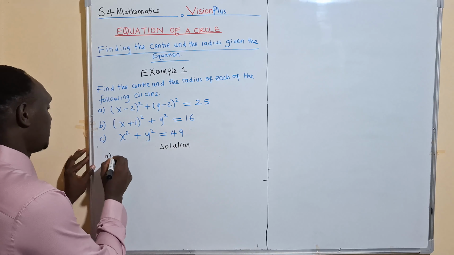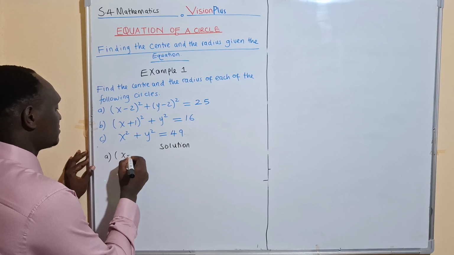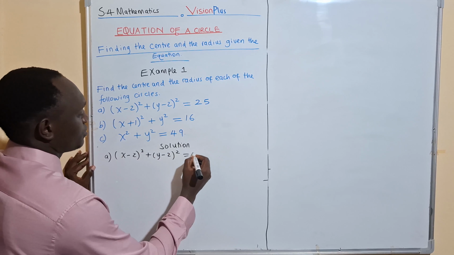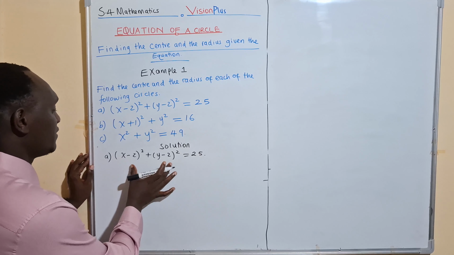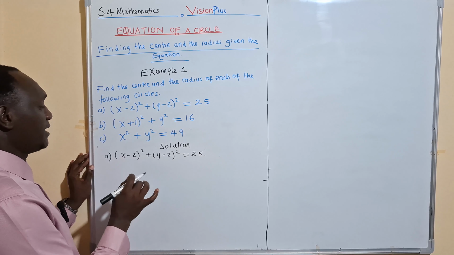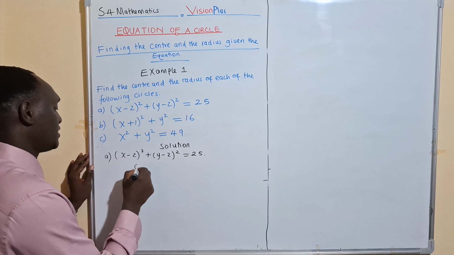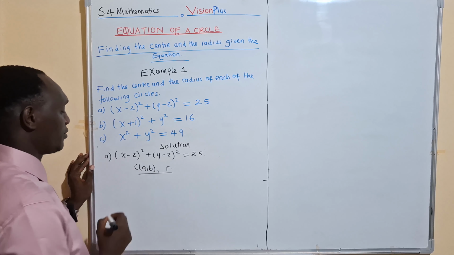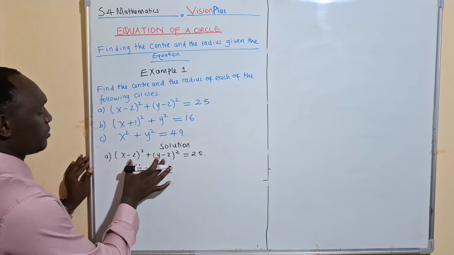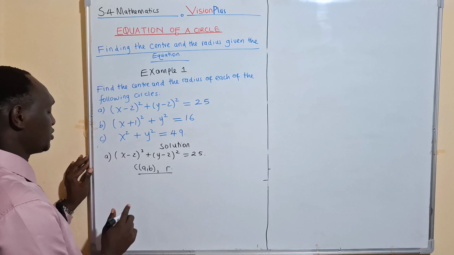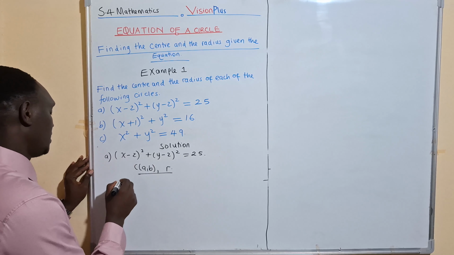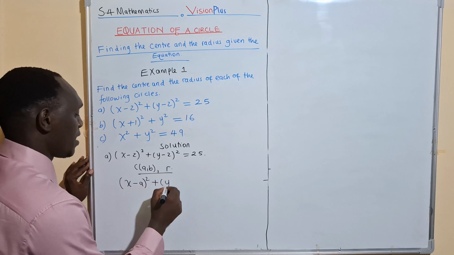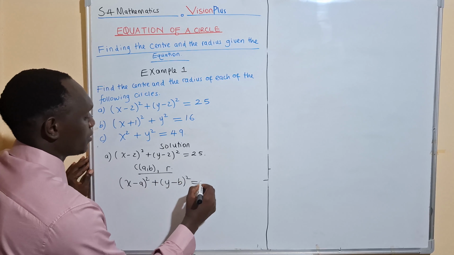So the solution, part A says that we are given an equation (x minus 2) squared plus (y minus 2) squared equals 25. Now we are given the equation of the circle, but they want us to find the center. We know that the center has coordinates A and B, and then radius R. These are what we are going to find. Now we need to compare this equation to the general formula for the equation of the circle. The general formula is given by (x minus A) squared plus (y minus B) squared equals R squared.